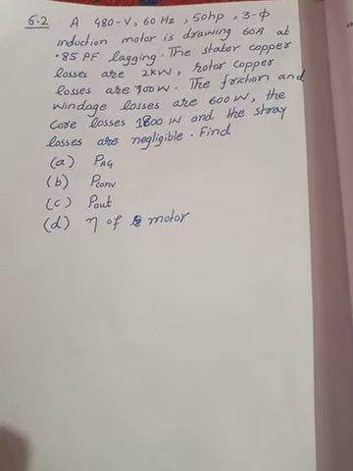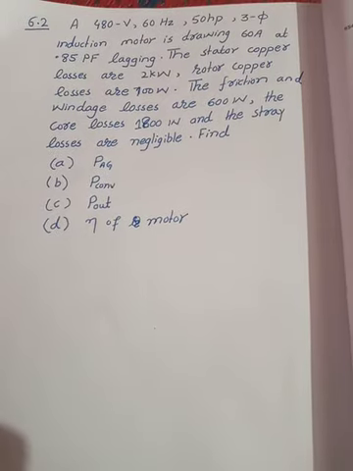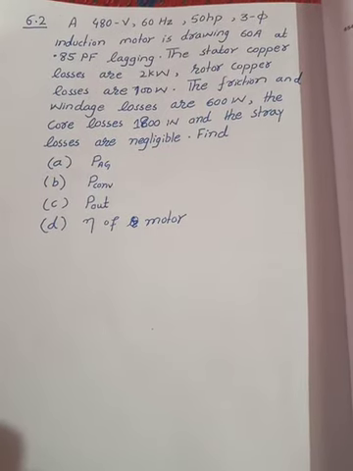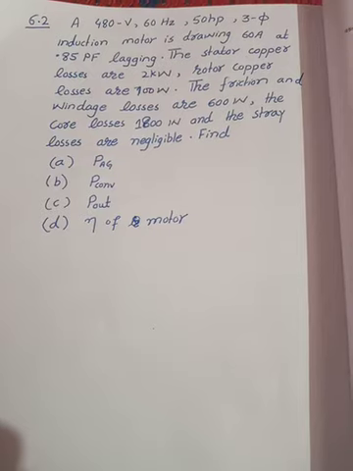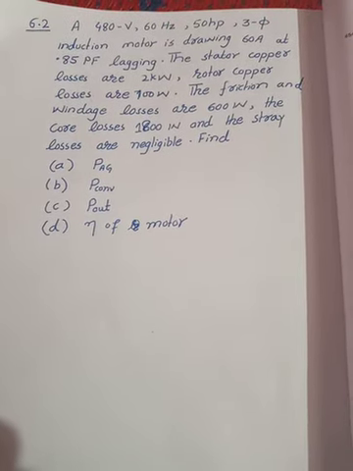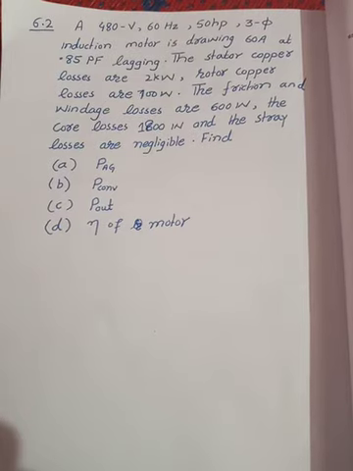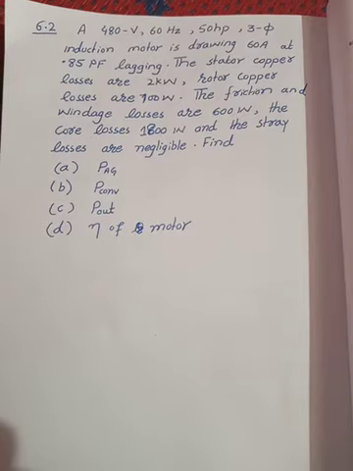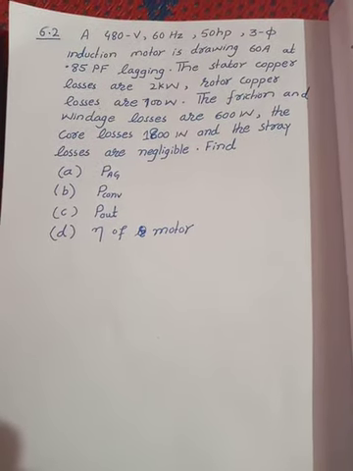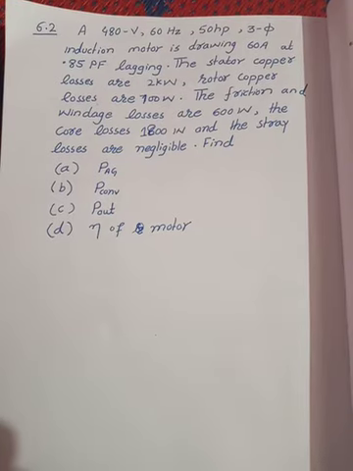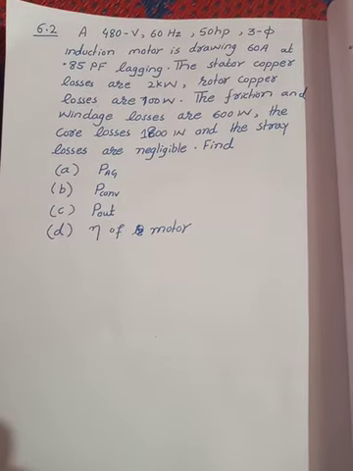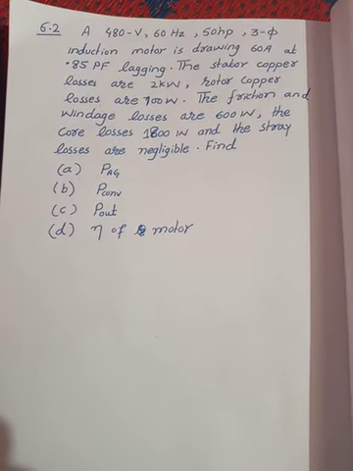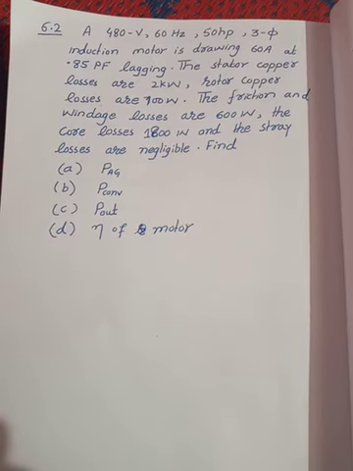In today's lecture, we will solve example 6-2. We are given that a 480 volt, 60 hertz, 50 horsepower three-phase induction motor is drawing 60 ampere of current at a lagging power factor of 0.85. The stator copper losses are 2 kilowatt. The rotor copper losses are 700 watt. The friction and windage losses are 600 watt. The core losses are 1800 watt and the stray losses are negligible. We have to find the air gap power, the power converted, the output power, and also the efficiency of the motor.